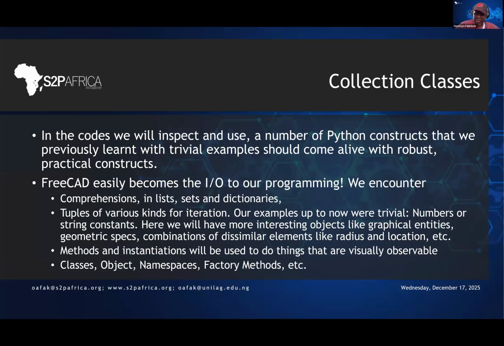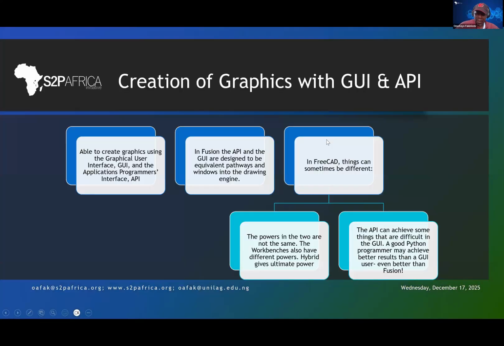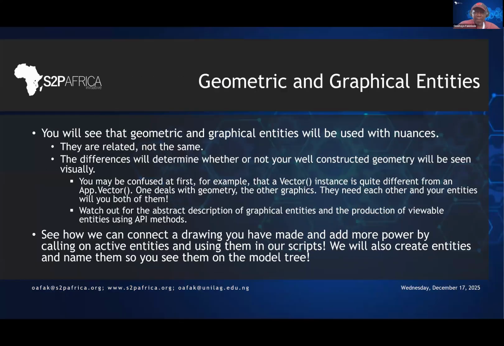So we talked about collection classes. Okay, so geometrical and graphical entities. You will see that geometrical and graphical entities will be used with nuances. They are related but not the same. The differences will determine whether or not your well-constructed geometry will be seen.